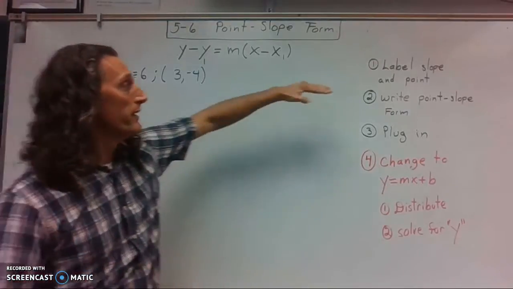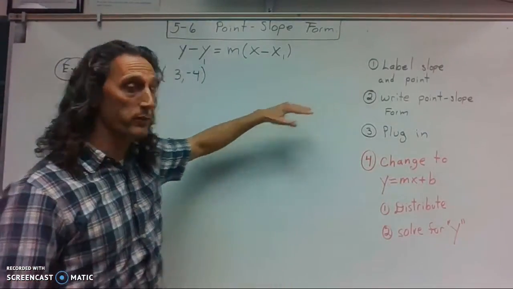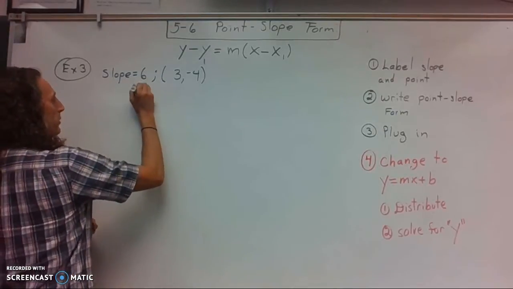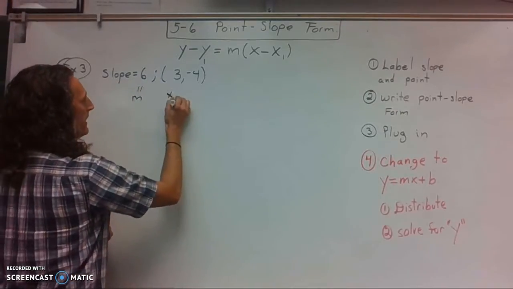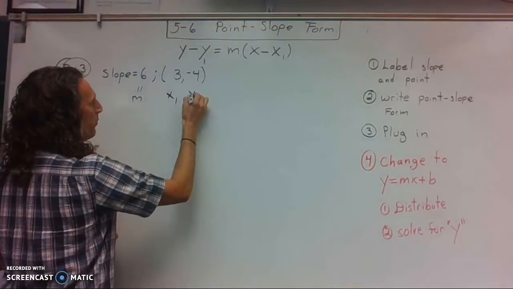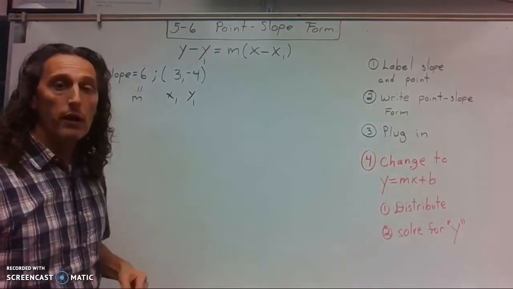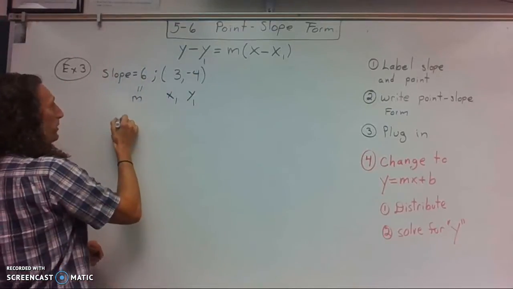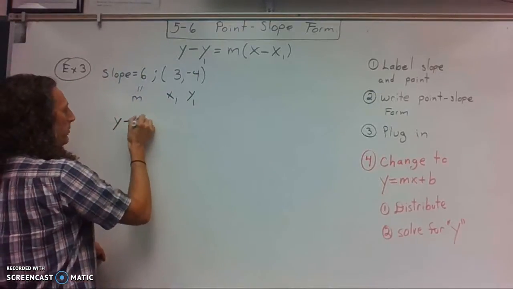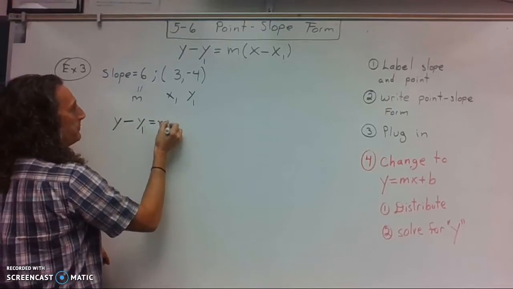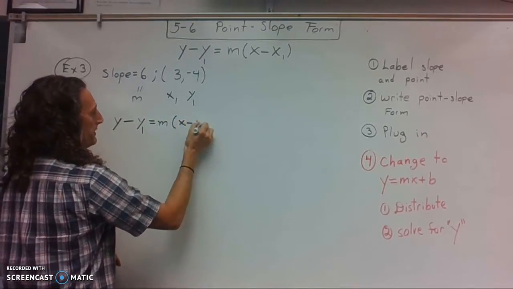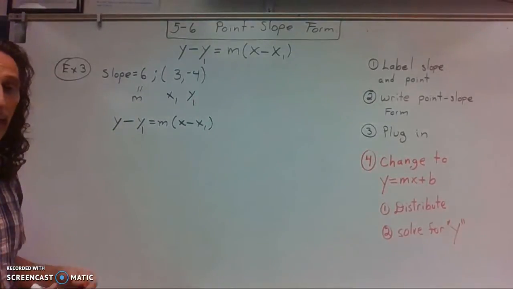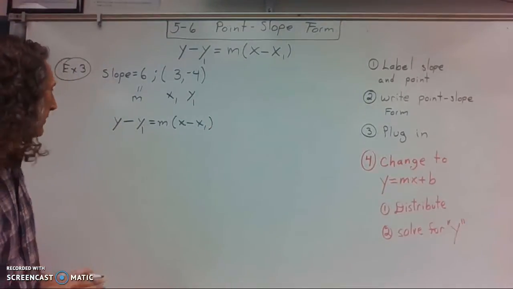So step 1, label my slope and my point. So again, come over here. That says my slope is 6. This is my x1. This is my y1, right? So now we're labeled. Write the point formula. So here we go. y minus y1 equals m times x minus x1, right? So there's my formula.